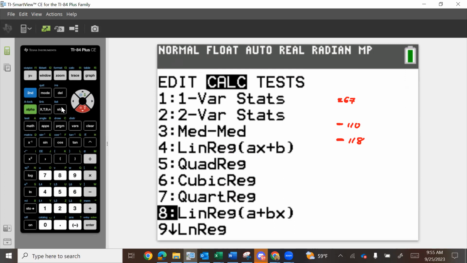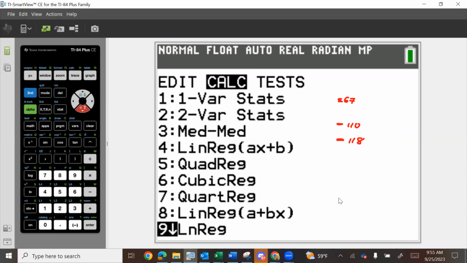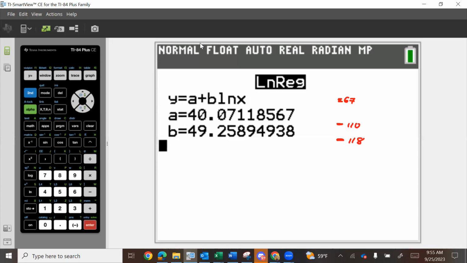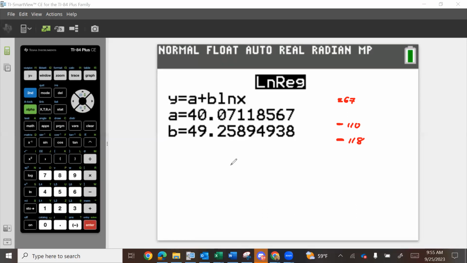And number 8 is the same thing, except instead of having the slope be A and the y-intercept be B, they just swap it. I don't know why they do that. I don't know why there's an extra option. Number 9, that is logarithmic regression. The LN stands for natural logarithm, which is the LN button just to the left of your number 4 button on the calculator. So I'll pick that, make sure it says L1 and L2, and then we go down, and we got it. Not a big deal.